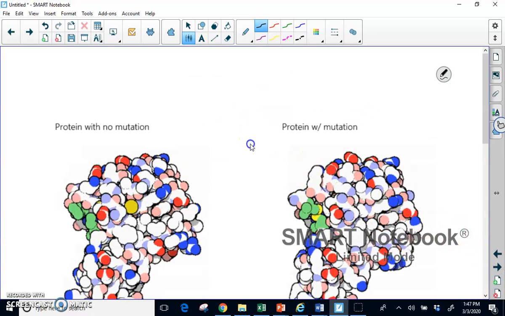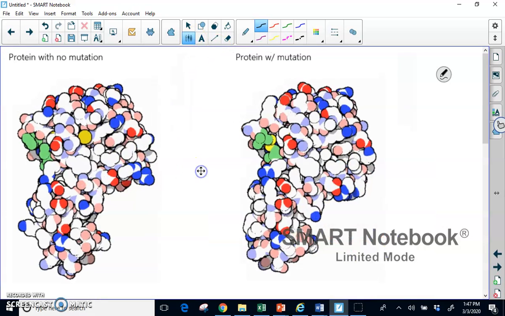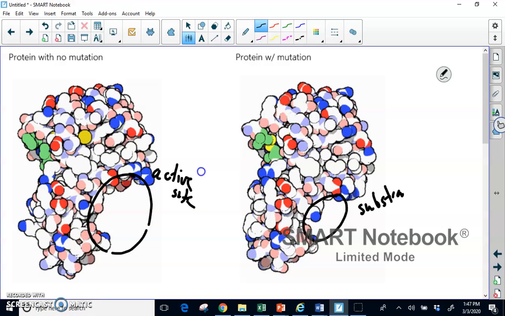So let's say here we have an enzyme, and right here is the active site. Here we have the protein with no mutation, and you see this shape, and you see when the mutation occurred in the DNA, that caused this active site to be slightly different. And now the substrate can't fit anymore in the active site, and the enzyme can't do its job.